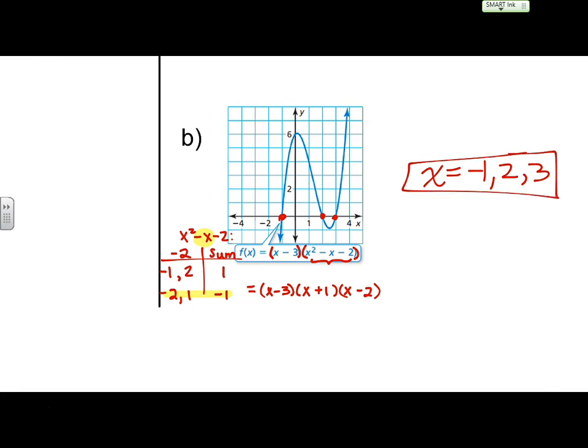Easy points on a test or quiz. If you have a graph, the zeros are the x-intercepts. Go find those special points. If it's a little bit off, we'd have to guess with decimals. It gets a little messy at that point.